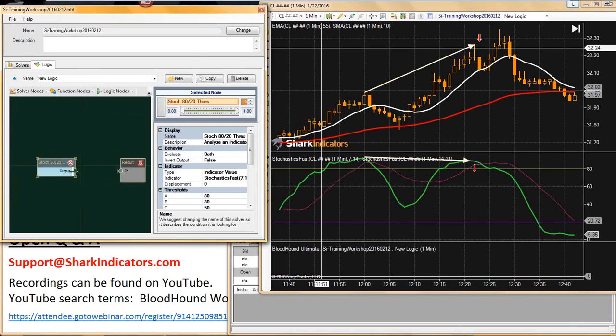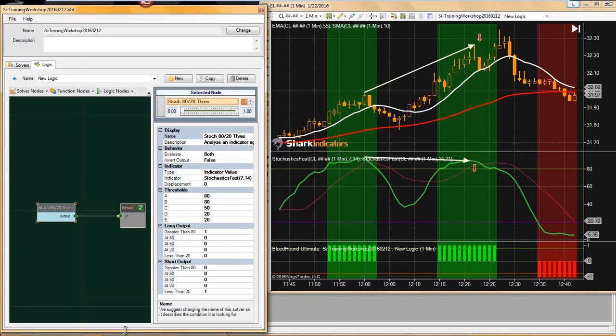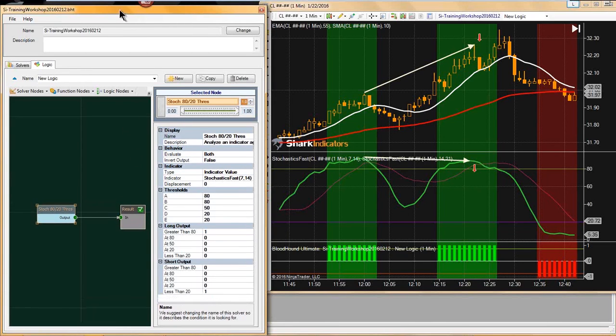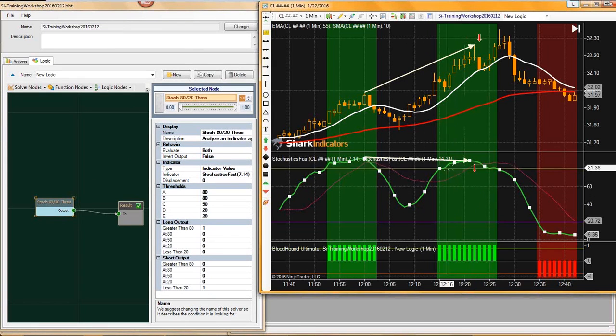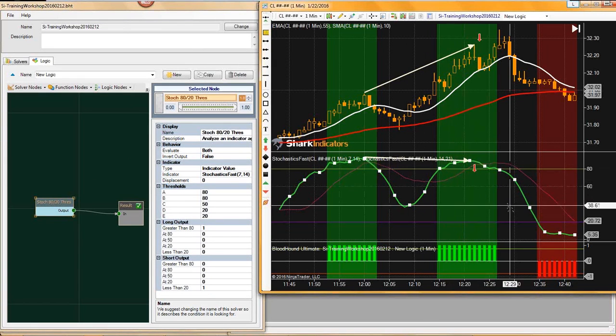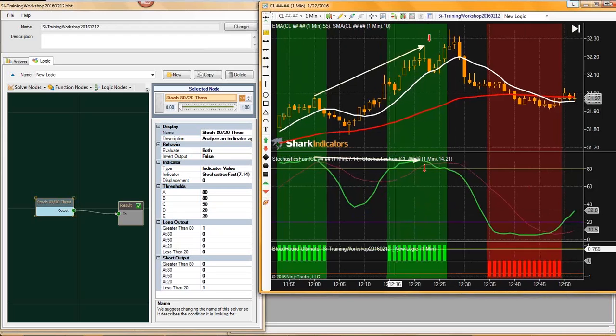So I'm going to use this previous threshold solver that I already built as an example. Since I don't have a divergence indicator, I'm just going to use this stochastics overbought, oversold to mimic what a divergence indicator could do. So when we get this long output, let's pretend that that's our divergence indicator.